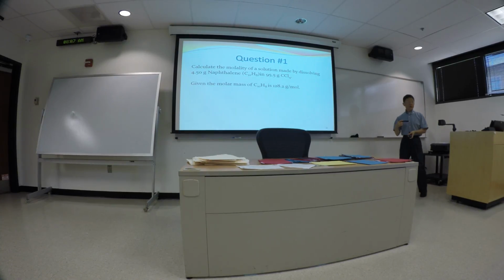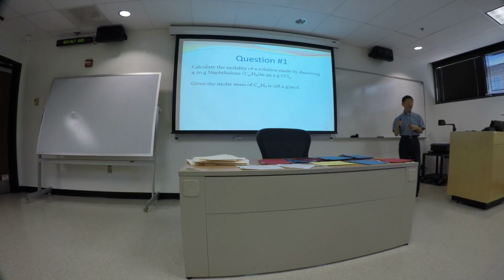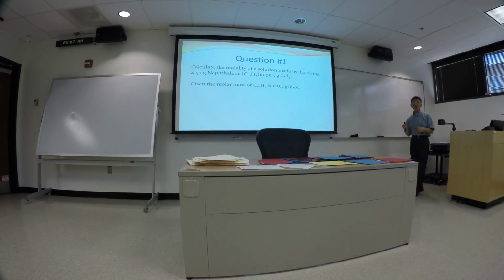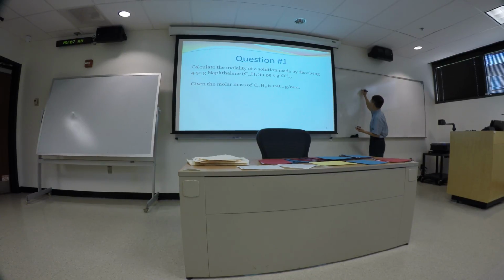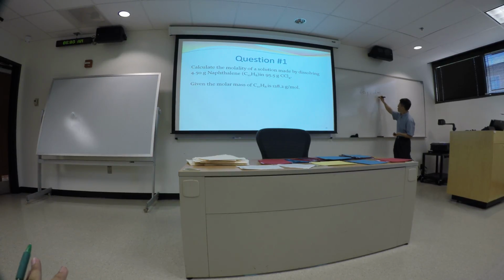Okay. Now, for things like this, once we know the definition, we can ask you to do some calculations. So here, if you have 4.5 grams of naphthalene, you dissolve it in 95.5 grams of carbon tetrachloride. What is the molality? Well, in order to do this kind of calculation, you have to know how we define it. And once you know the definition, we can go with the definition. Here, we have 4.5 grams of naphthalene. And we want to convert it into moles first, and according to the dimensional analysis that we do here, 1 mole equals 128 grams.